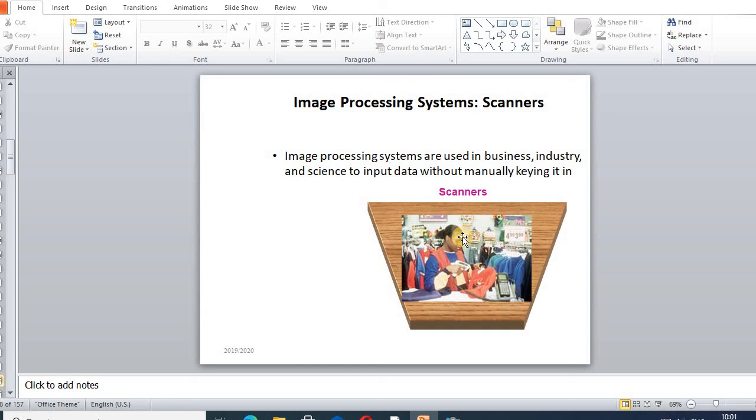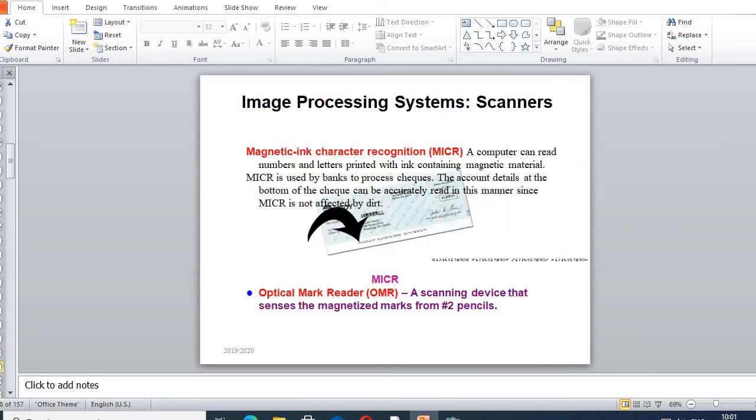It scans exactly. Are we together? That is the mechanism that is there. Then image processing system scanners also use magnetic ink character recognition, MICR. A computer can read numbers and letters printed with ink containing magnetic materials. MICR is used by banks to process checks. The account details at the bottom of the check can be accurately read in this manner since the MICR is not affected by that. Are you getting that?